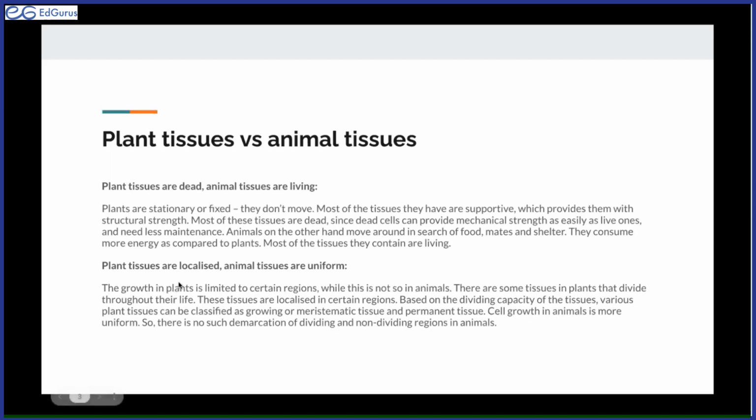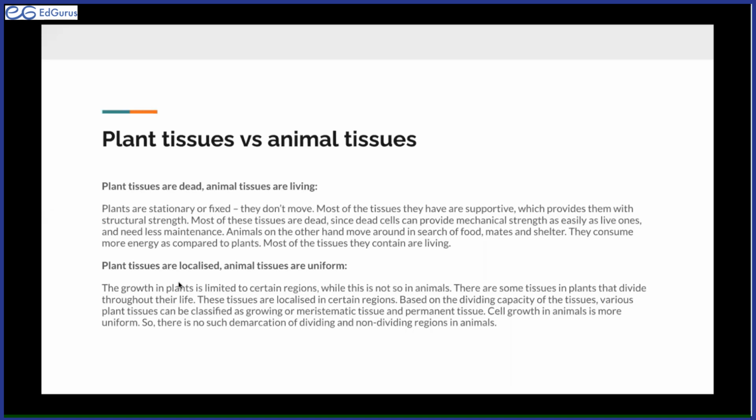Now, secondly, plant tissues are localized, animal tissues are uniform. That's the second difference. It means that in a plant, the growth is specified at local regions, so the tissue in those regions will grow. But in animals, the growth happens throughout the body. So the tissues are uniformly spread throughout the body for growth. But the plant tissues for growth are only localized in certain areas because plants only grow in certain areas, like the root, the stem, and the tip. But animal tissues are uniform throughout the animal body.